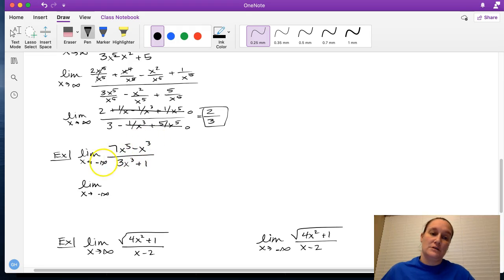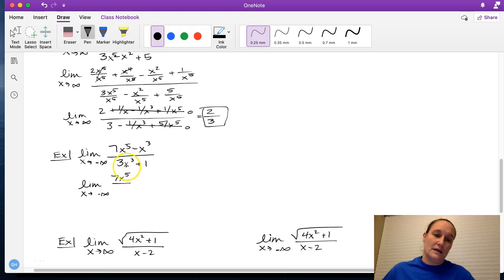So as x gets really, in this case, really small, negative a billion to the 5th, that is going to be so much larger, or smaller since it's negative, than x cubed that the x cubed is going to be irrelevant. Okay, so we're going to boil that numerator down to 7x to the 5th. We're going to ignore the x cubed because it is going to be so much smaller than the x to the 5th, it's irrelevant.